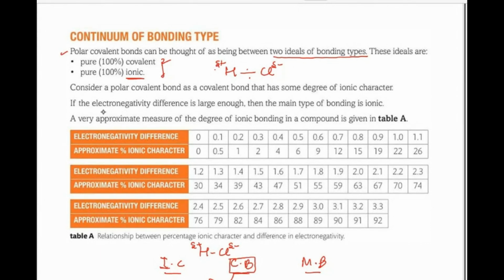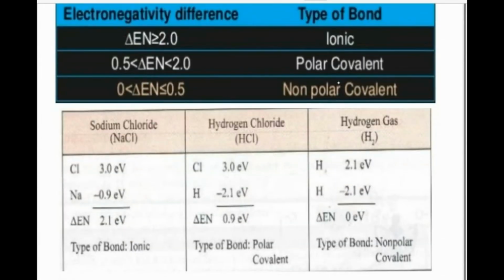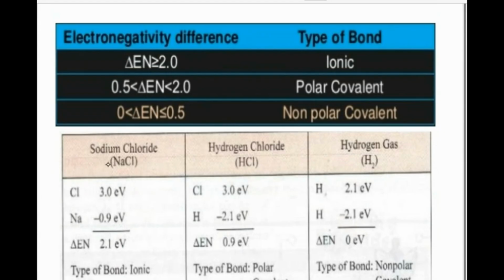Okay, so if the electronegativity difference is large, then the compound is said to be ionic, right? I'm just going to show you the slide. Generally we say that if the electronegativity difference, this delta means the difference, is greater than or equal to 2, then the compound formed will be ionic.